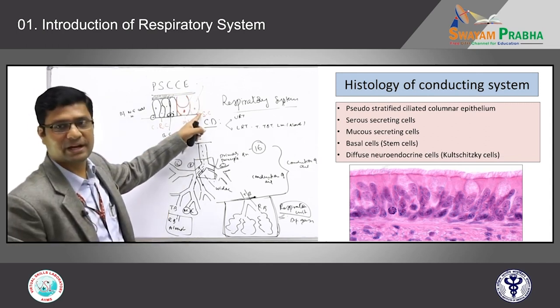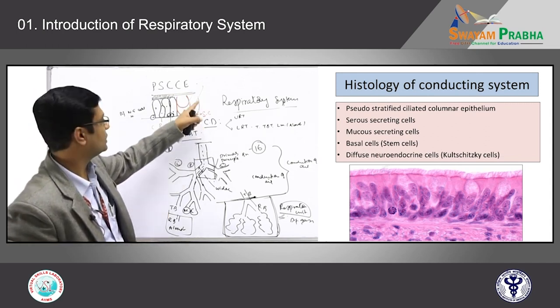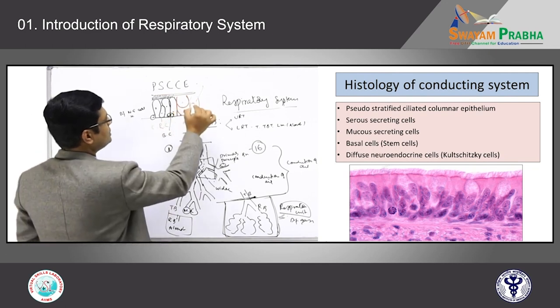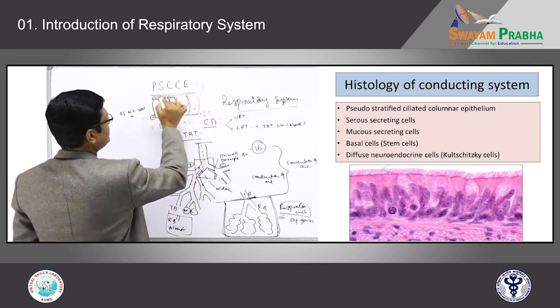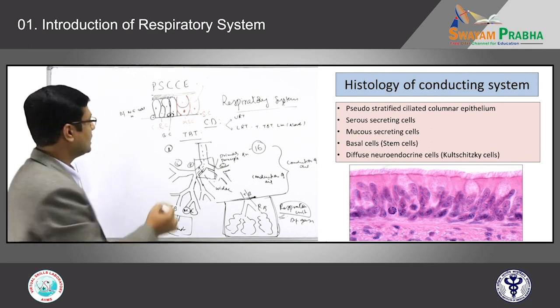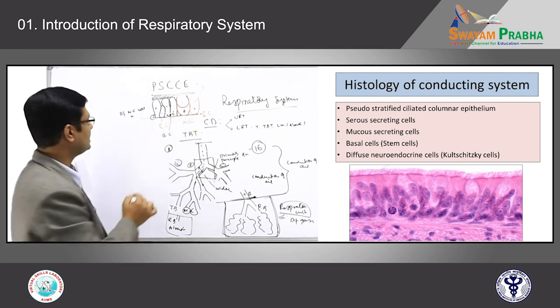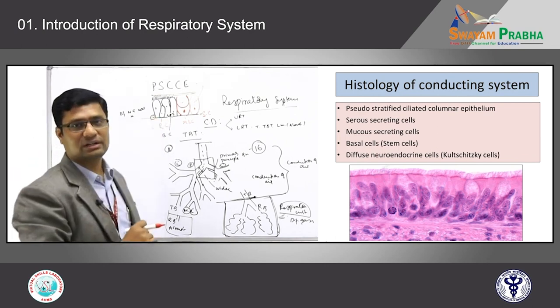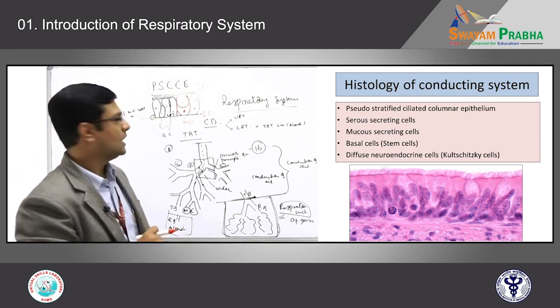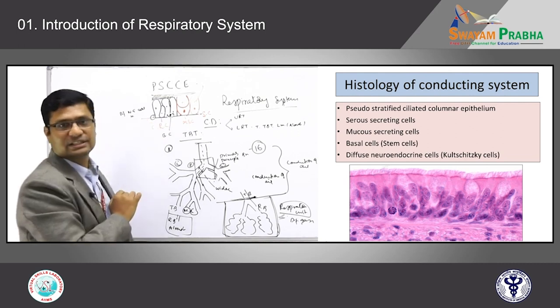Serous cells secrete a watery kind of secretion. This is thin, watery, and it also forms a layer along with the mucus. Basal cells are used for proliferation, we also call them stem cells. And finally, diffuse neuroendocrine cells, they are also known as Kulchitsky cells.